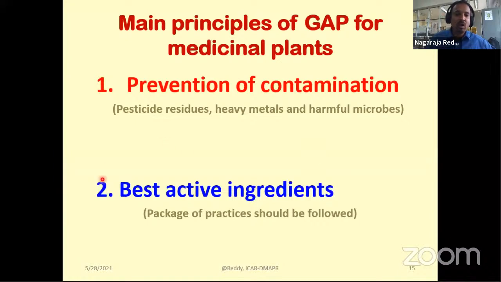Most of the time, consumers seek products that are free from pesticides, heavy metals and harmful microbes. The other main principle is best active ingredients. If the active ingredients are optimum, then the efficacy of the herbal drug is very good. So you need to ensure good agricultural practices are followed so that the active ingredient content in the raw drug is optimal. For that, we have developed a lot of packages of practices on how, where and when to cultivate the herb, and the best practices to follow. These need to be optimized and followed to get the best ingredient.